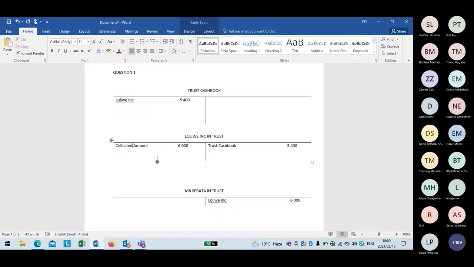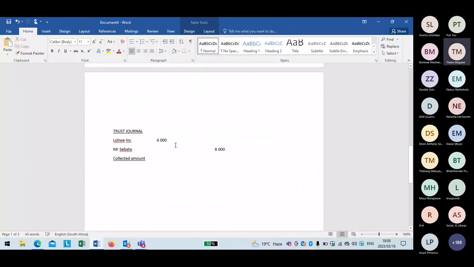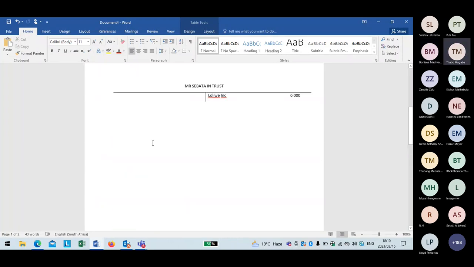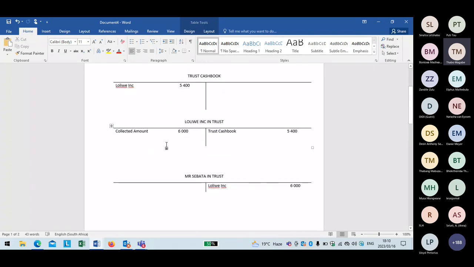After that, we remembered the principle that says, after using a journal, we must post two ledgers. So we posted two ledgers. And the relevant ledgers we posted to should be in trust, because the relevant journal from which we are posting is in trust. This is why we then came to Loliwe Inc. in trust and debited the 6,000. And our narration is collected amount.